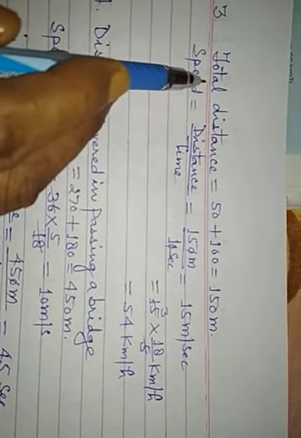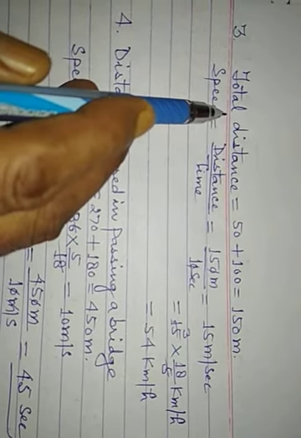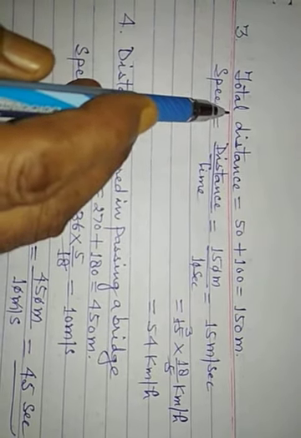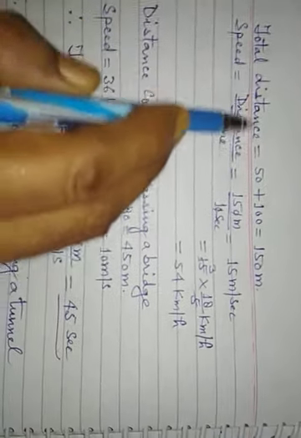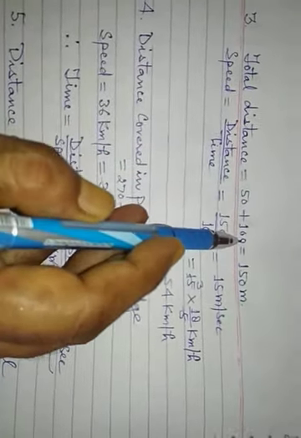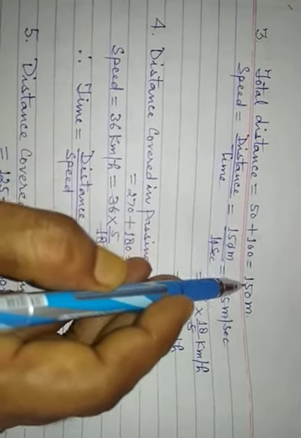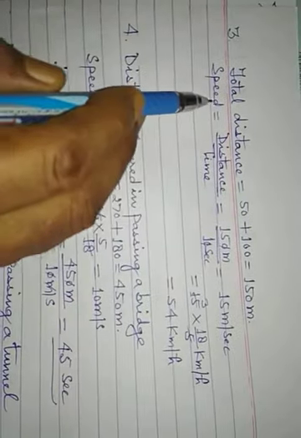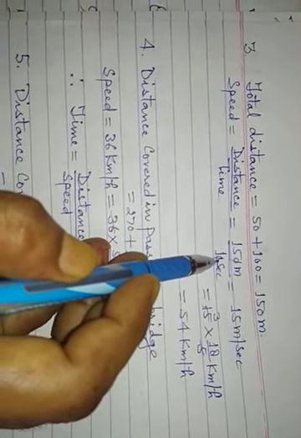Now, a train 50 meters long passes a platform 100 meter long in 10 seconds. Time is 10 seconds and total distance is 50 plus 100. 50 plus 100 means 150. And time is given, 10 seconds. So what is the speed of the train?